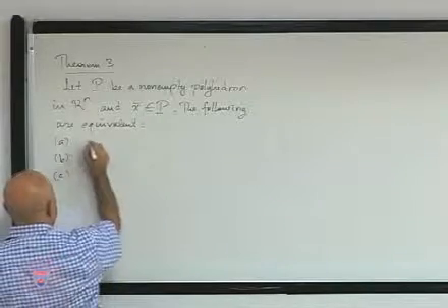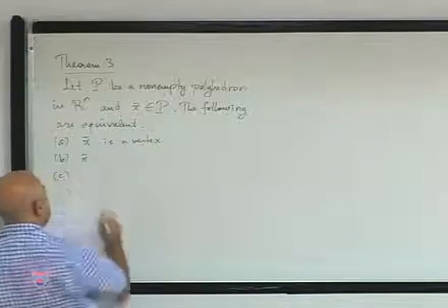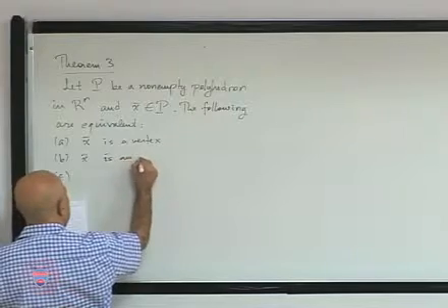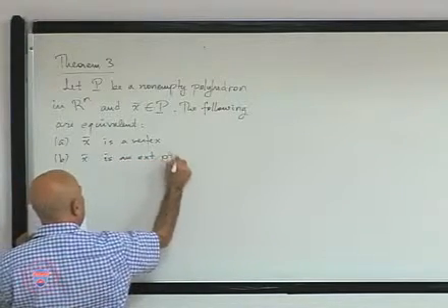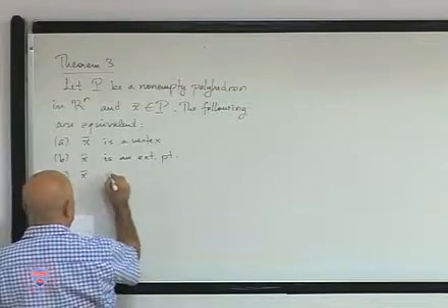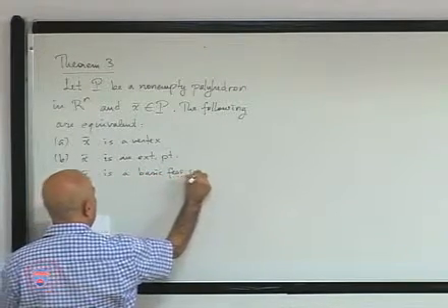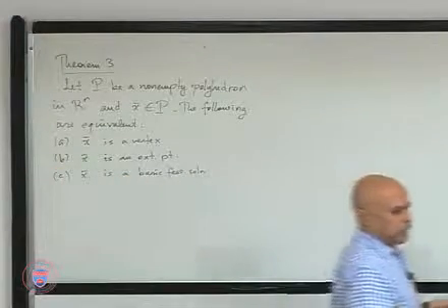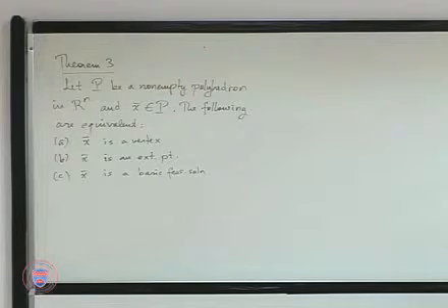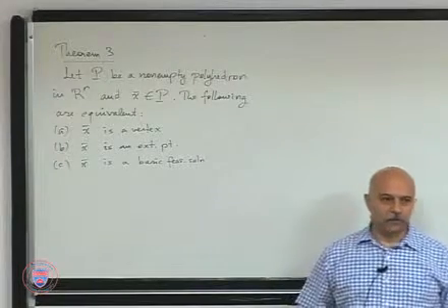A, x bar is a vertex of P. B, x bar is an extreme point of P. And part C, x bar is a basic feasible solution. So the properties of being a vertex, an extreme point, or a basic feasible solution are all the same, equivalent properties. Of course, to believe that, you need to prove these things.